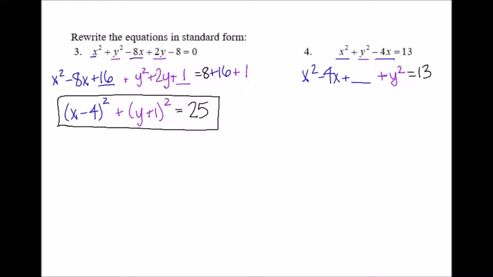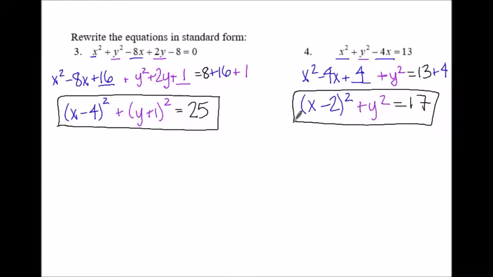So if we look at the x's, if I take b, which is negative 4, divide that by 2 and square it, I get 4. So I'm going to add 4 to both sides. And then I do not have to complete the square for the y terms. Now I'm going to factor the x terms. Bring down the y term. And add my constants together. So this would be the equation in standard form.